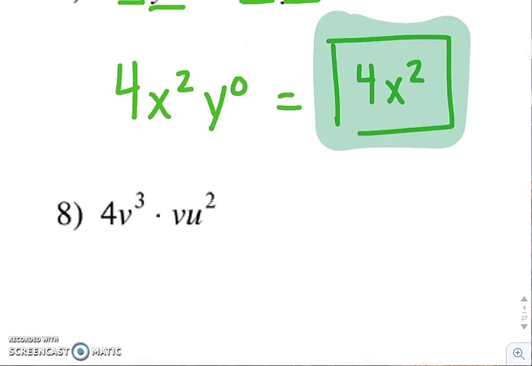4v cubed times vu squared. So again, there is a coefficient in the front there. So 4 times 1 is 4. V to the 3rd and v to the 1st. If you don't see a power, it's just a power of 1. So 3 plus 1 is 4, u squared.